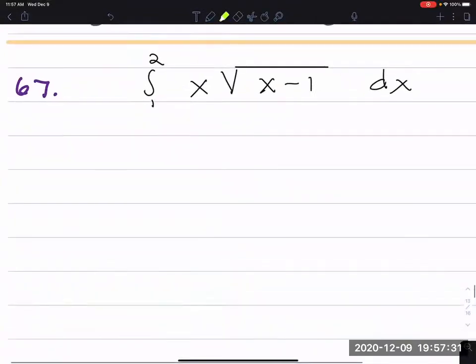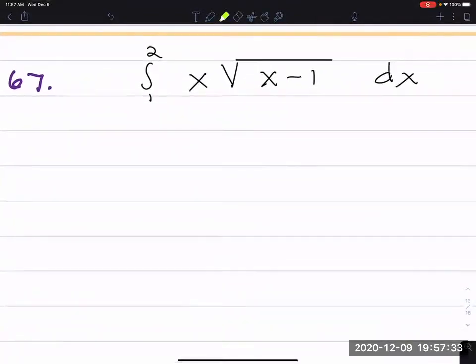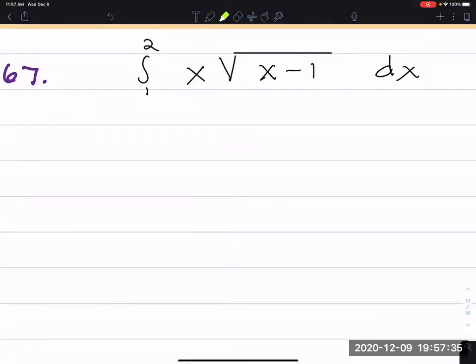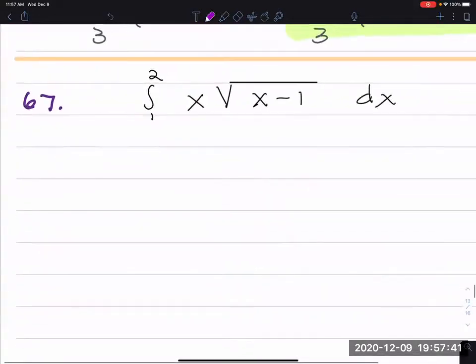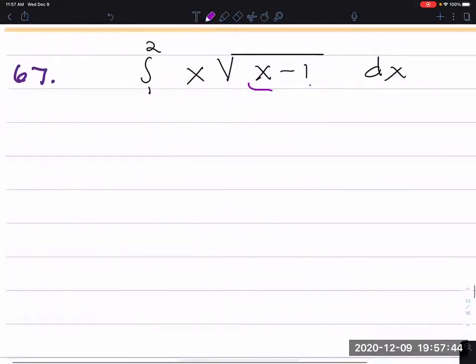All right, we're going to evaluate this integral. That's what the problem is here. We're going to evaluate the integral, and our method is going to be use substitution. And I see a radical, and so I let u equal the piece underneath the radical. And so I have u equals x minus 1, and we see, okay, that's an easy derivative to find.